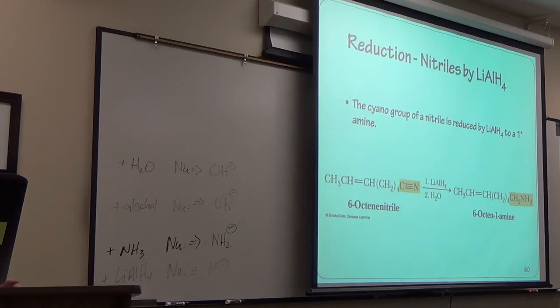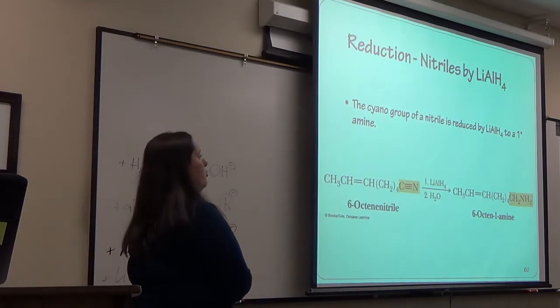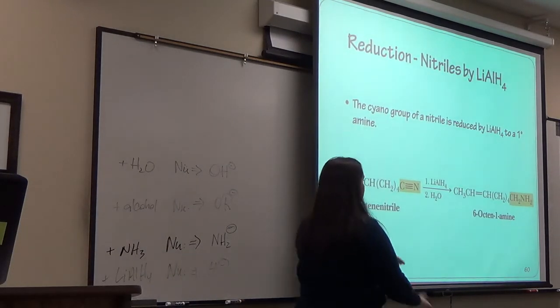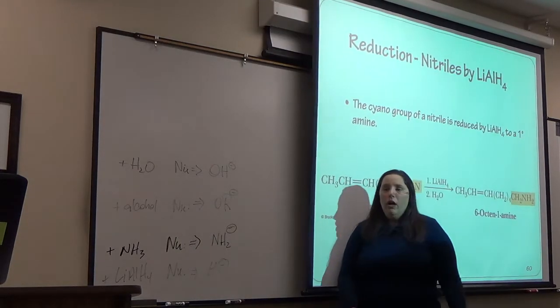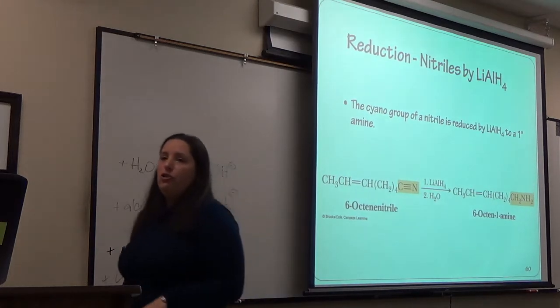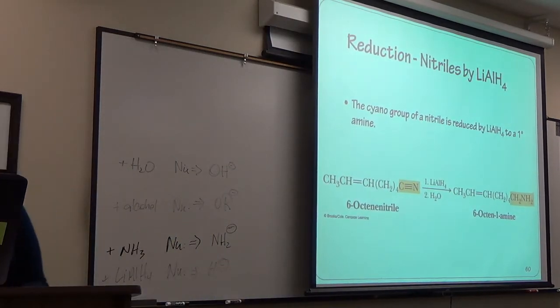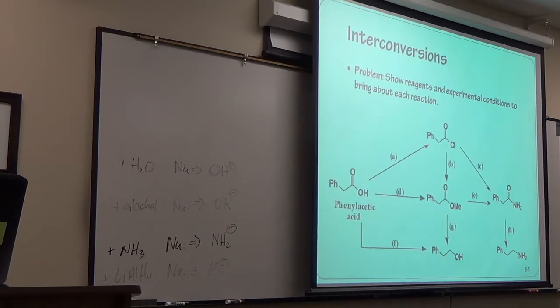Okay, and then nitriles can also be reduced. So the cyano group, the C triple bond N, with lithium aluminum tetrahydride will give you the amine as well. So again, amides and nitriles tend to do similar reactions, as you can see in their product.